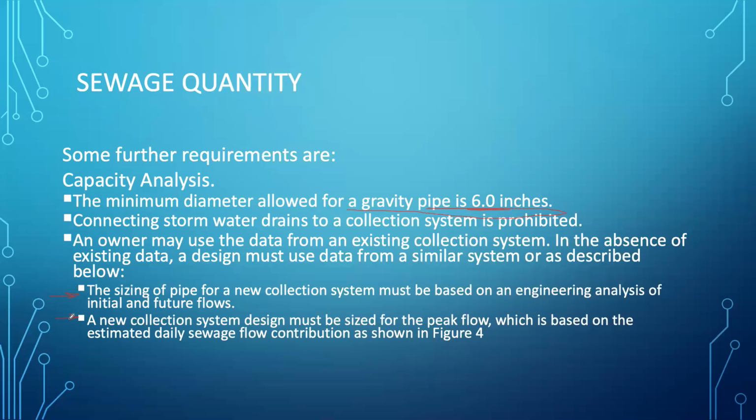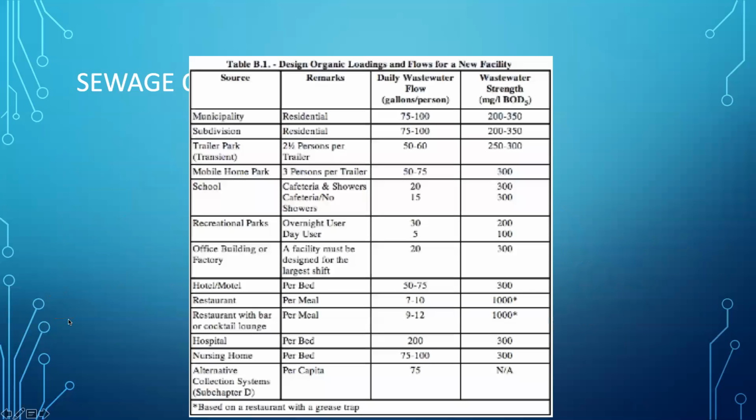The sizing of pipe for a new collection system must be based on engineering analysis. So that's saying a professional engineer has to be involved. And the design is sized for peak flow, which is based on estimated daily sewage flow as shown in figure 4. And the next slide is part of figure 4. And figure 4, as referenced in the prior paragraph, refers to a series of pages that look like this.